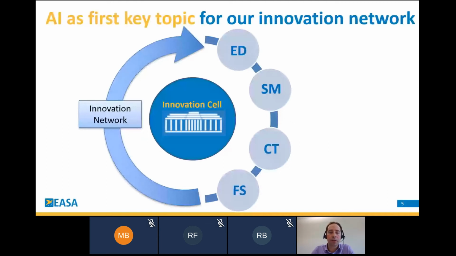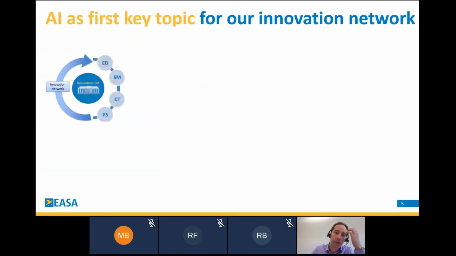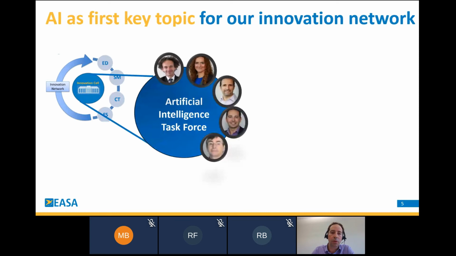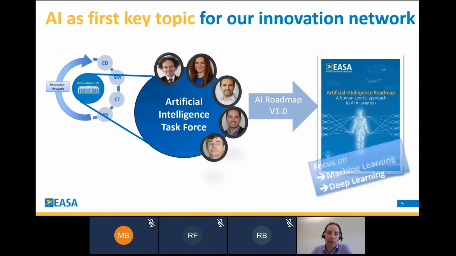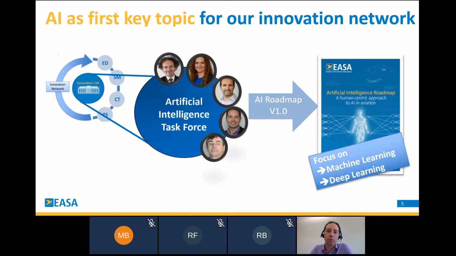So the first key topic that has been tackled by this innovation cell and innovation network is artificial intelligence. At the end of 2018, we created a task force, a small group of people working towards a roadmap by analyzing the impact of artificial intelligence in the various domains of remit of the agency. And we came up with this roadmap early this year, in February 2020, with a clear focus. It's a V1.0 of the artificial intelligence roadmap, which means we may, of course, in the future, revisit this roadmap and focus on more aspects. But so far, we have really put the focus on machine learning and deep learning, which corresponds a lot to what we heard so far from Jesus in his presentation.